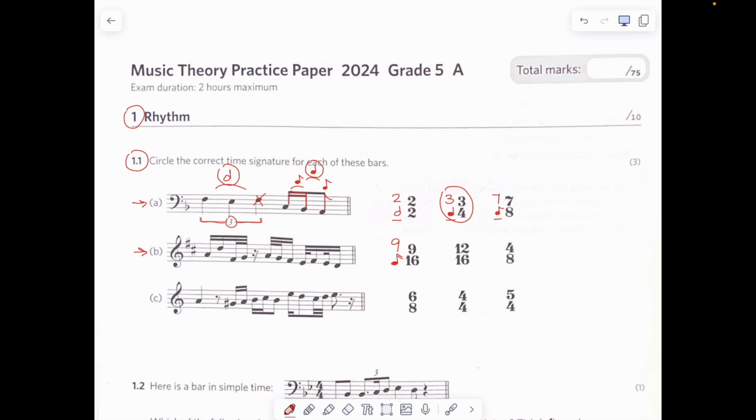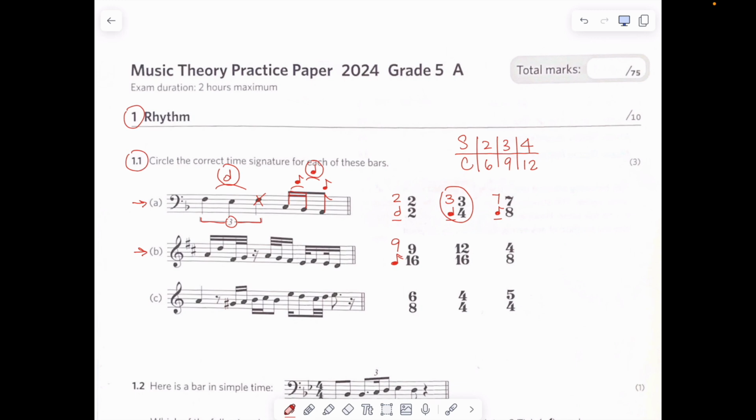So what I'm going to do is, you can do the same thing because in the exam, you can prepare a blank piece of paper. It can be your scrap paper, so you can write anything on it during the exam. So what I'm going to do is to first write down simple time, compound time, like a little chart to help myself. 2, 3, 4, which means 2 beats, 3 beats, or 4 beats. These are top numbers in the time signature. For compound time, I'm going to put in 6, 9, and 12. Again, these are the top numbers in the time signature.